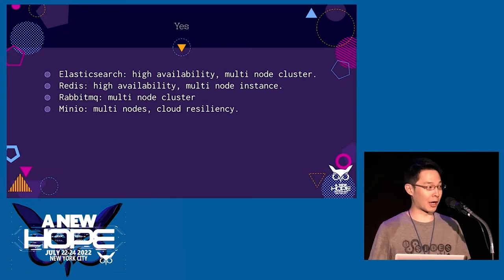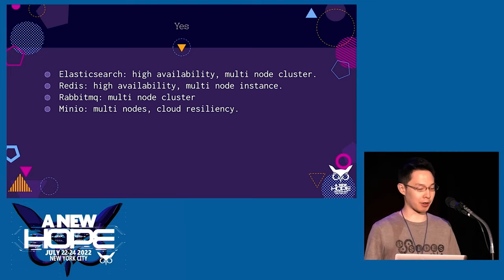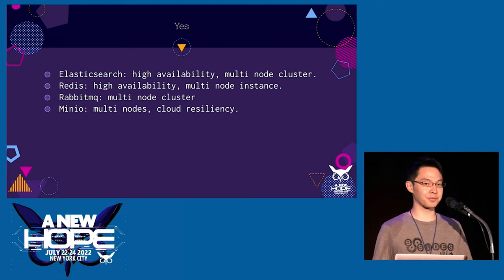MinIO, if you have access to an S3 bucket, whether it be AWS, GCP, or Azure, you'd have the cloud platform's promise of 99.9999% availability uptime, which translates to about a handful of hours of downtime every year.